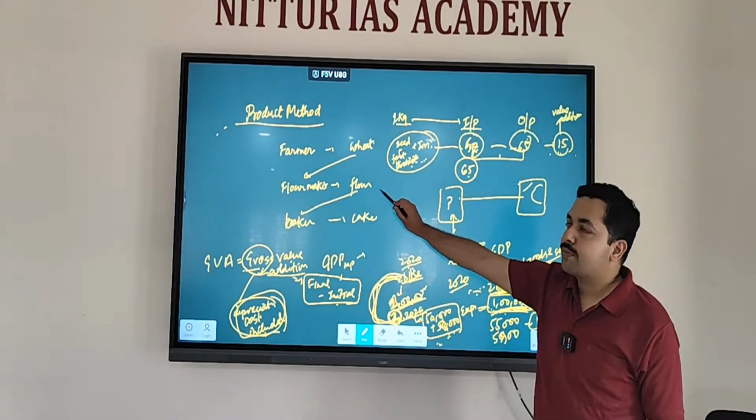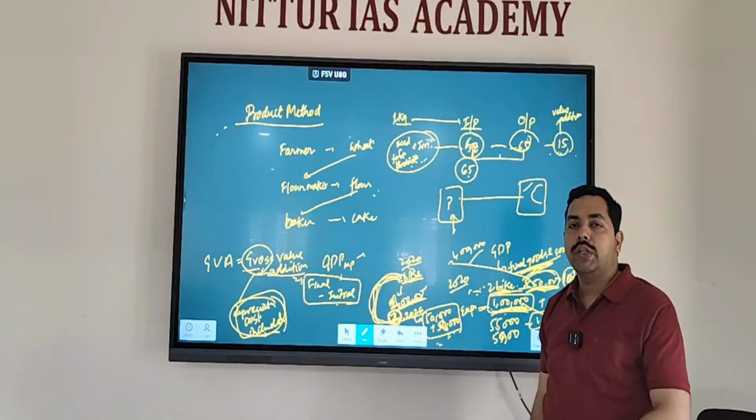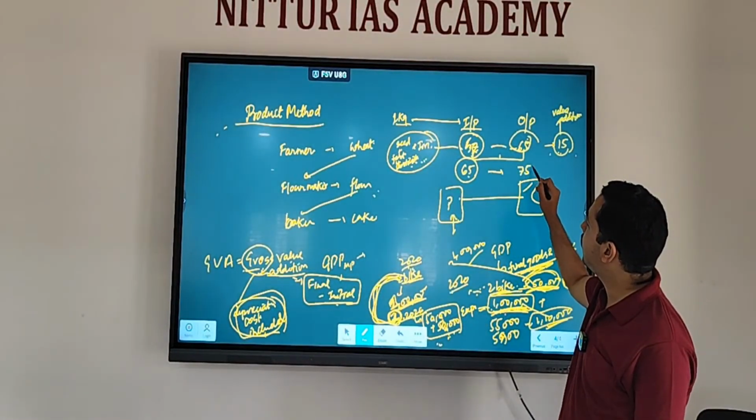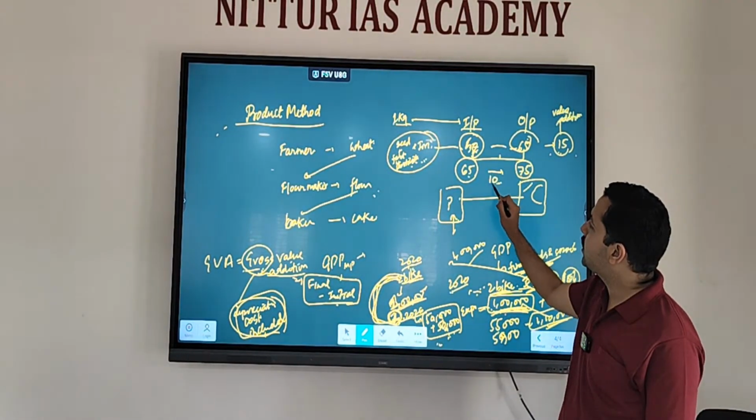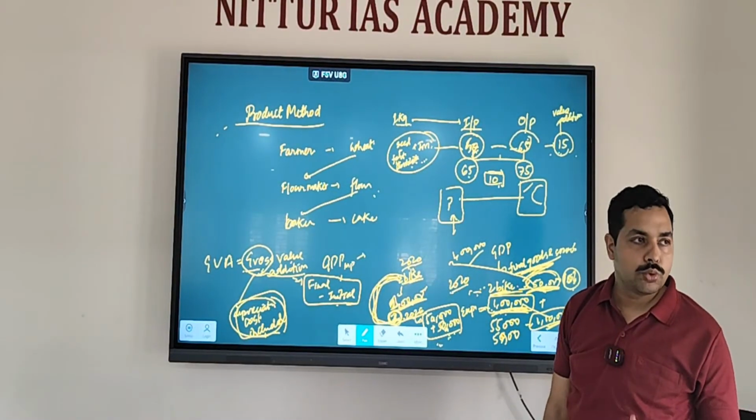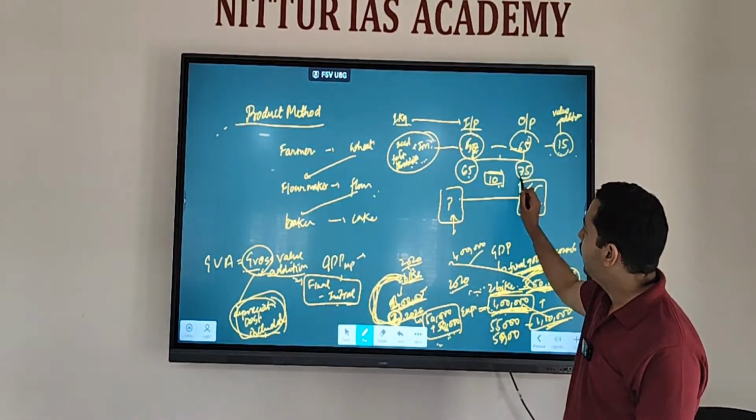Now 65 rupees, who is buying at 65 rupees? The flour maker is buying at 65 rupees to convert this wheat into flour, and the flour maker is ready to sell at 75 rupees. So how much value addition is done by the flour maker? 10 rupees value addition has been done by the flour maker. Clear?